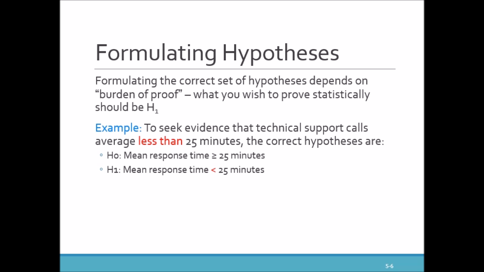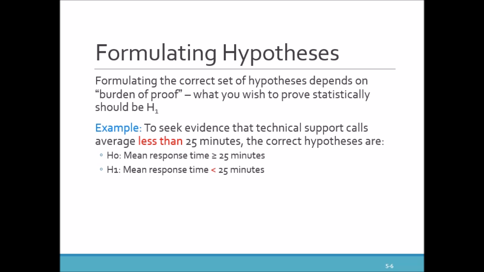So the correct hypothesis that we would formulate would be the null hypothesis, which is mean response times are greater than or equal to 25 minutes, and our alternative would be what we're actually trying to prove, mean response times are less than 25 minutes. It's very important when you're formulating your hypothesis test that you are mutually exclusive within your two groupings and you cover all possibilities. So when I say mutually exclusive, you see how we are greater than or equal to 25 in our null hypothesis, and we're less than 25 in our alternative hypothesis.